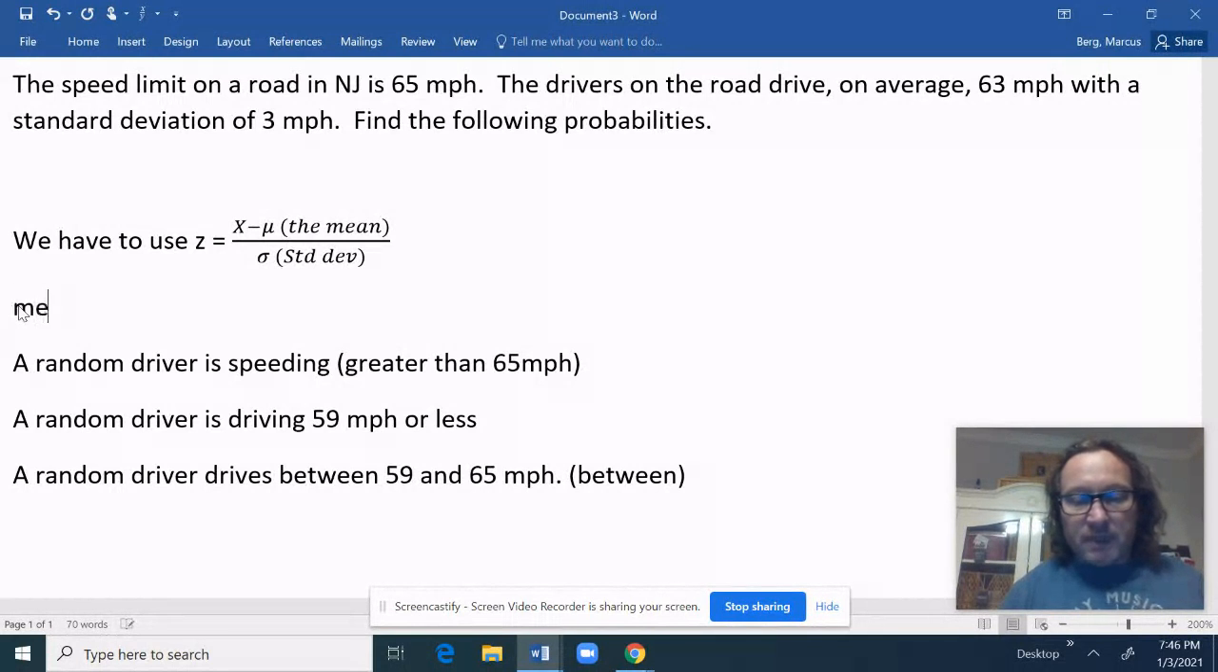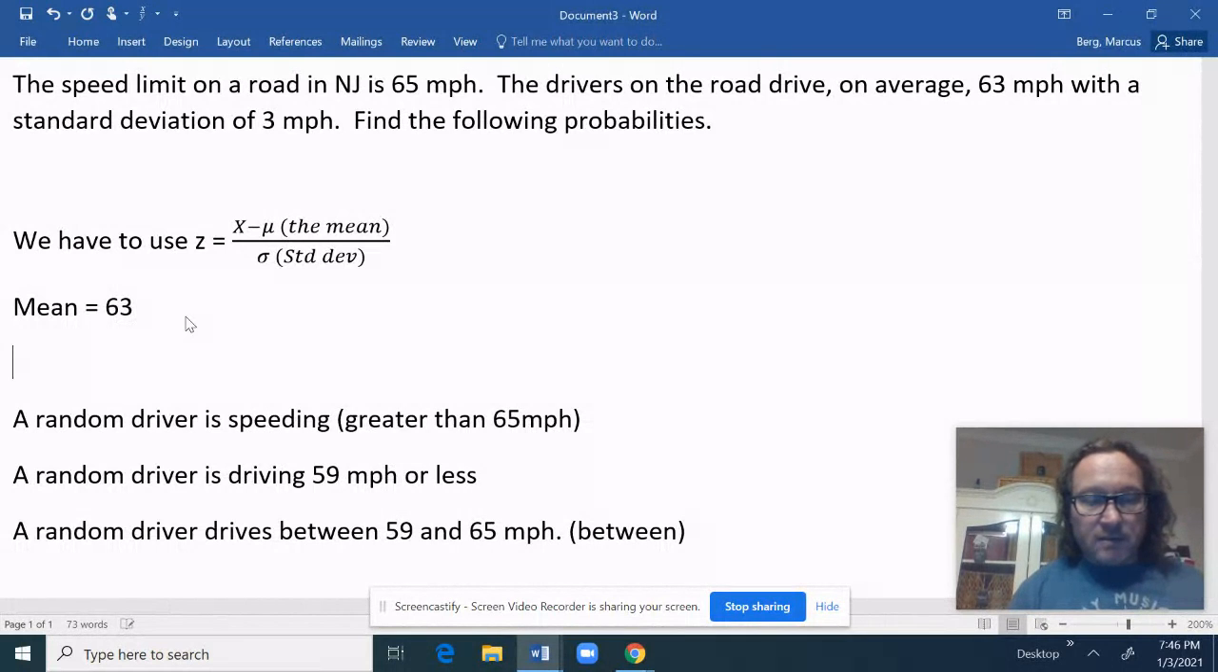So let's figure out what the mean is. Our mu for this problem is not 65. The drivers on the road drive on average 63. And the standard deviation for this problem, it's always good to write it out so you don't mess up and put 65 instead, is 3.